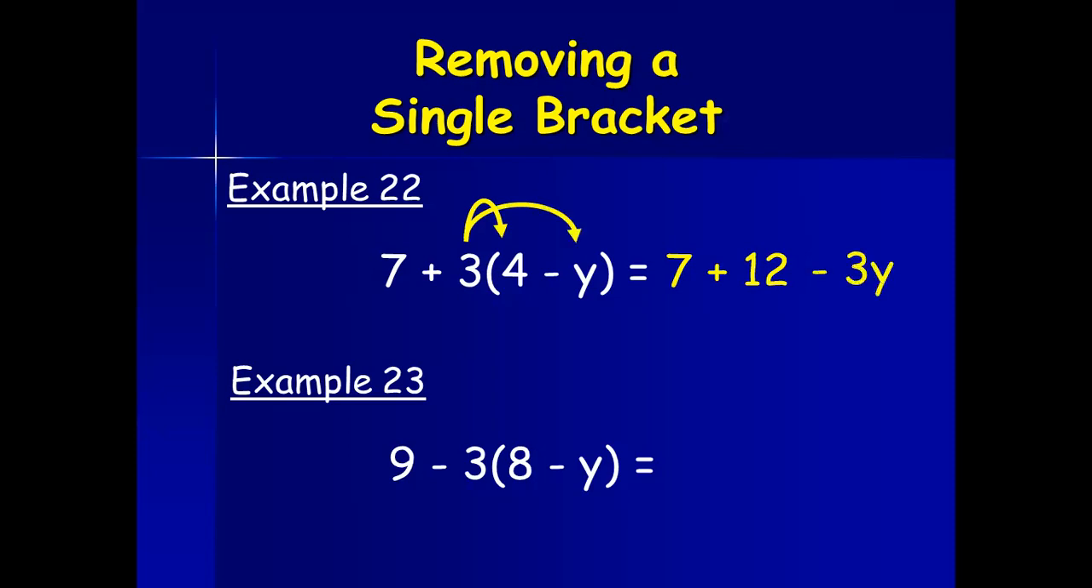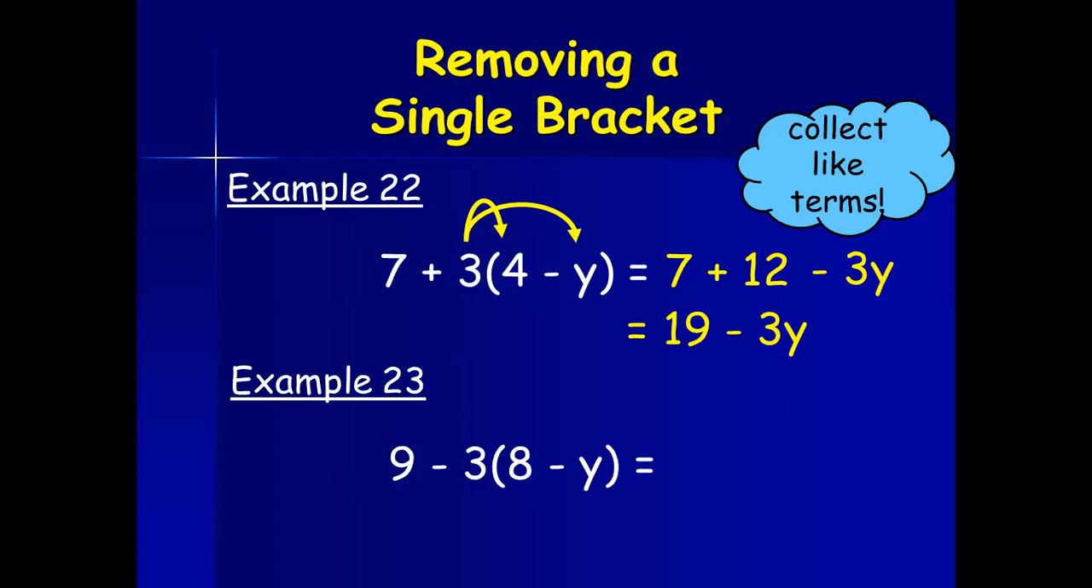Let's collect the like terms. 7 plus 12, that's 19. And 19 minus 3y, because nothing will be added or subtracted from 3y. Now it's getting easier, right? Okay, let's try example 23.